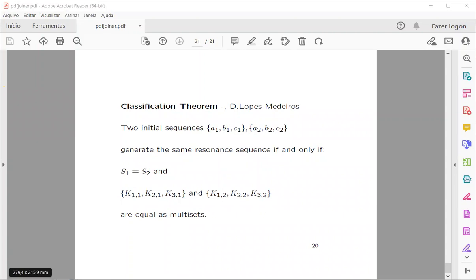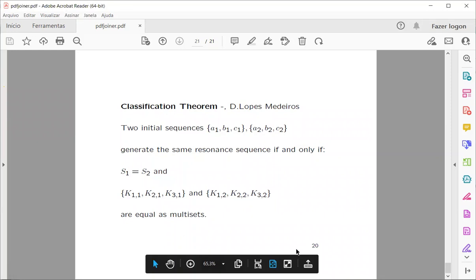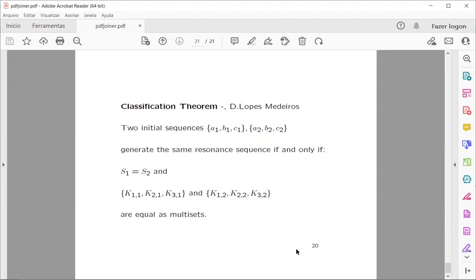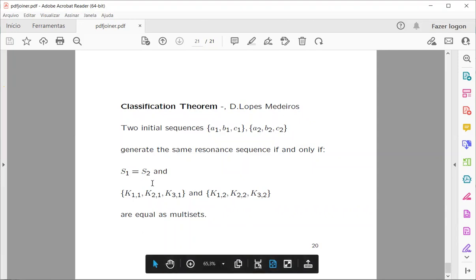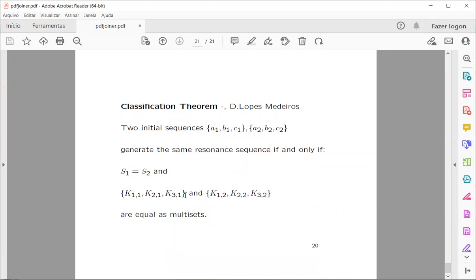I'm sorry, do you follow me still? Hello? You didn't miss the... okay, you still follow. Mm-hmm. The classification of the three-dimensional case is that you have S1 equal to S2 and K11, K12 equal as multisets. As multisets, so that they can be obtained by a permutation preserving the multiplicity. Right. Good.